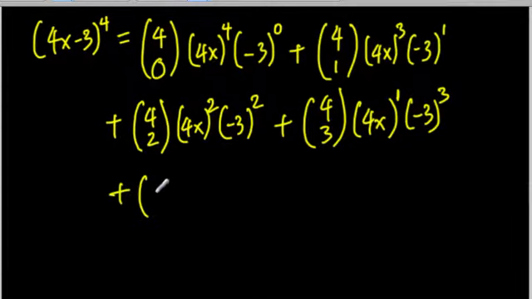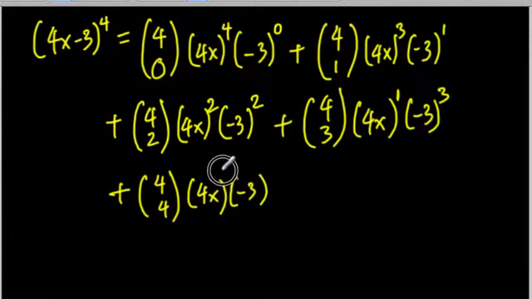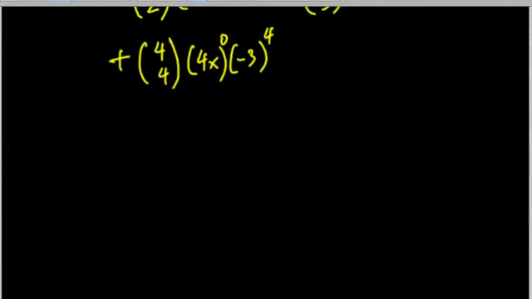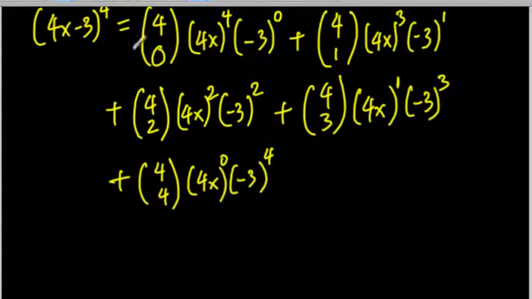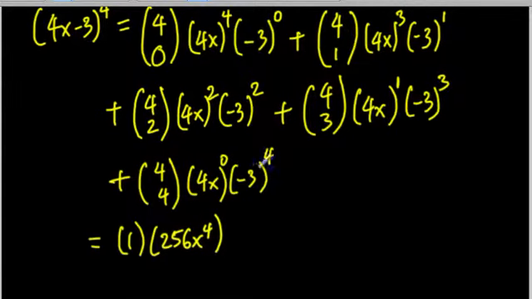And finally, it's 4 choose 4 times 4x, negative 3, and this is to the power of 0, and that's to the power of 4. Okay? So now that we have this, we just have to expand this. Or not expand it, but basically get it to its numerical form. So 4 choose 1, that's 1. 4x to the power of 4. So 4 to the power of 4, if you don't know, is 256 x to the power of 4, and negative 3 to the power of 4 is 1.